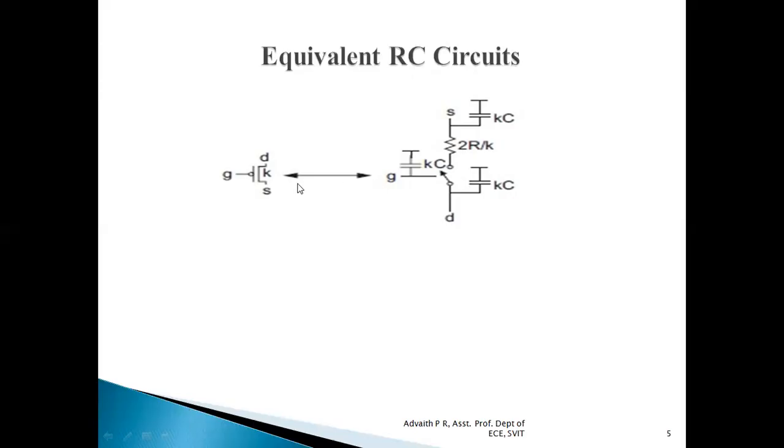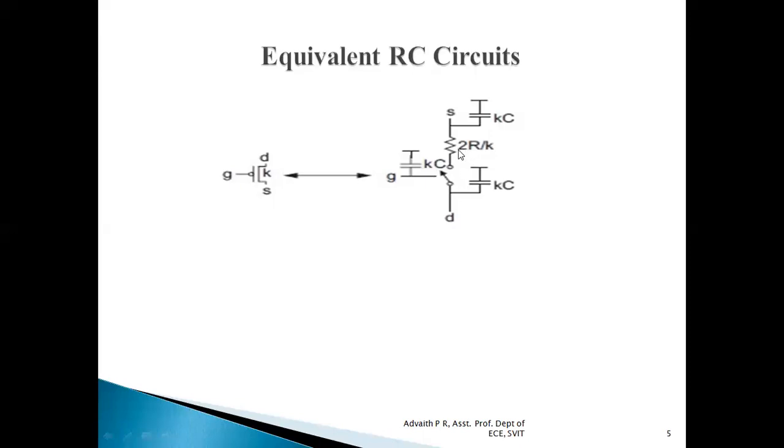If we observe the equivalent RC circuit of this P-channel MOSFET, we have the same three terminals: gate terminal, source terminal, and drain terminal. Here the drain and source terminals are interchangeable. That can happen in a MOSFET; we can interchange the source as well as drain terminals. Three terminals are there: gate terminal, source terminal, and drain terminal.